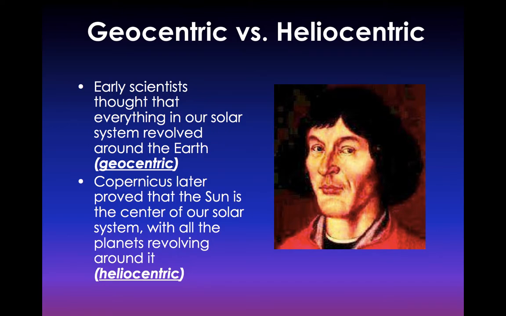So the sun is in the center, and all of the planets in our solar system revolve around our sun. There was a misconception way back when. Early scientists thought that everything in our solar system revolved around the Earth because they thought everything had to revolve around us. But in fact, everything revolves around the sun, including the Earth. The Earth revolves around the sun just like all the other planets.